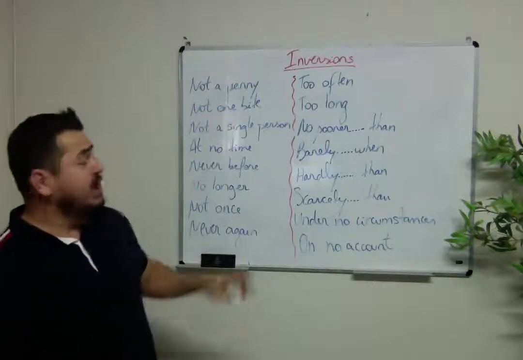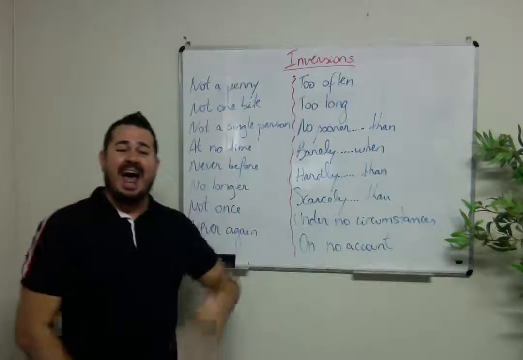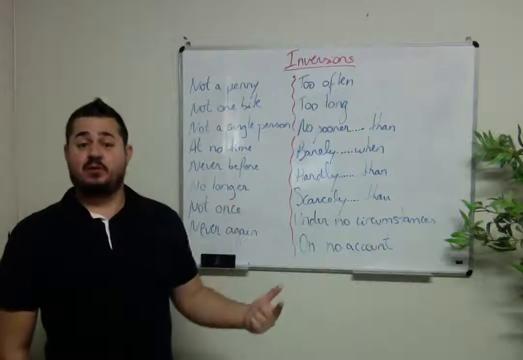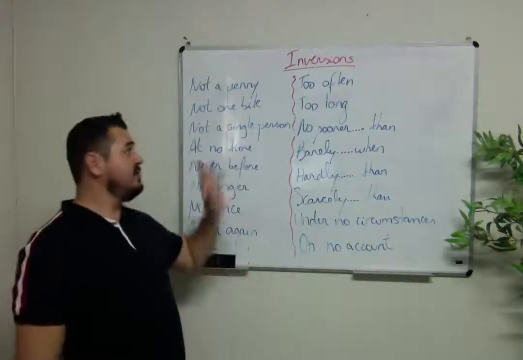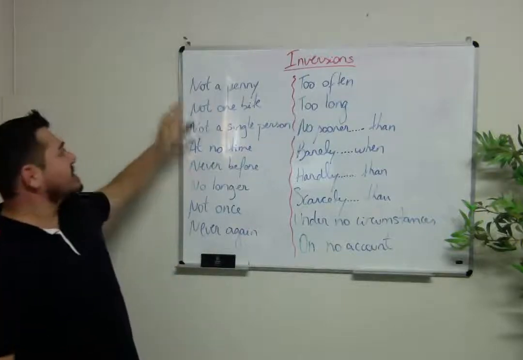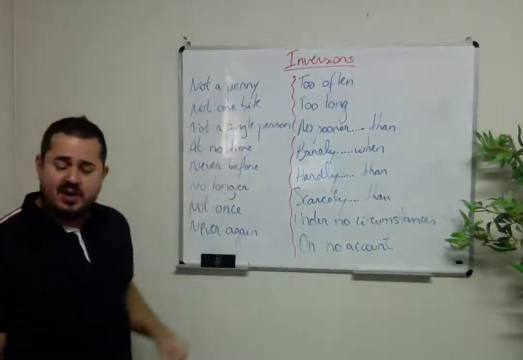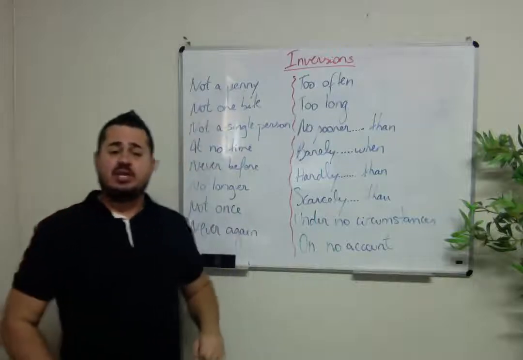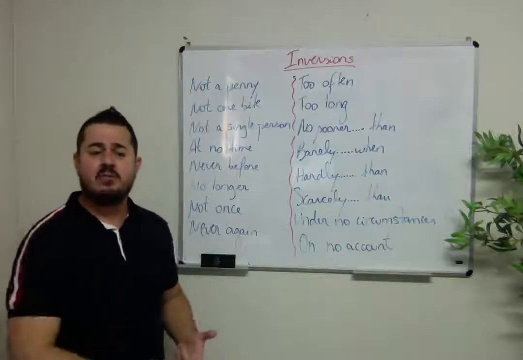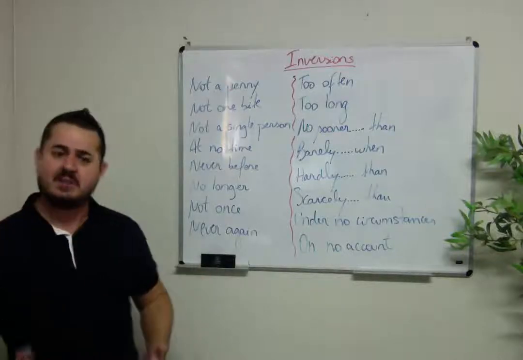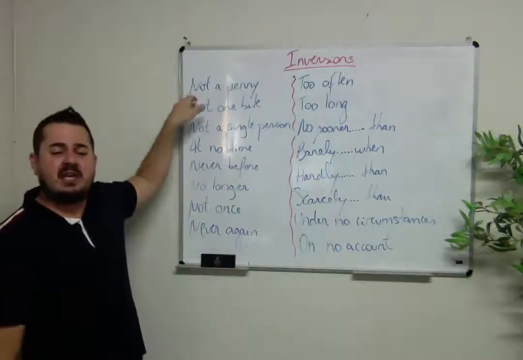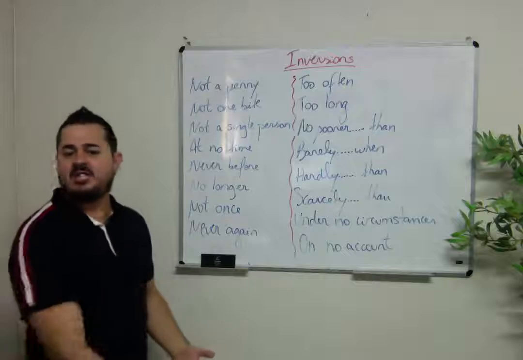Okay? There are two basic types of inversions: negative inversions and restrictive adverbials. So those are the two types we're going to see in this class, alright? So, let's start. First one, not a penny. Just before I start, I want to remind you that usually when we invert a sentence, you have to invert the auxiliary verb and the subject, alright? So, not a penny would they give to charity. In other words, they didn't help the charity.